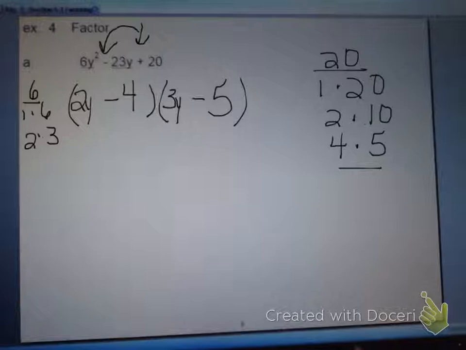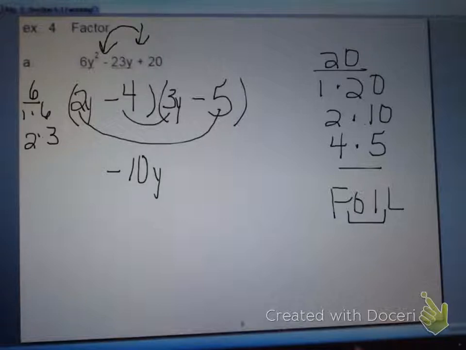Now you have to check. You don't have to do the entire FOIL method to check. All you have to do is the outer and the inner. So my outside is a negative 10y. My inside is a negative 12y, which is a negative 22y. And I want my middle term to be a negative 23y. So that does not work. So I'm going to flip the 5 and the 4 around.